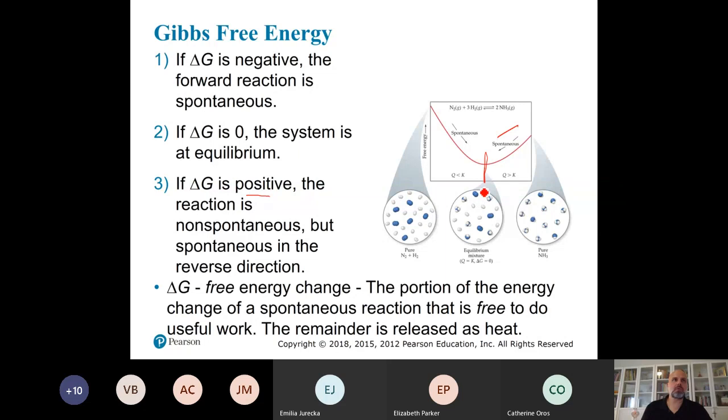Basically, when you're at equilibrium, you're not doing any useful work. That's basically the way to think of it, right? You're not going in the forward direction, you're not going in the reverse direction, so you don't have enough energy in the system to go in either direction. So your delta G is equal to 0 at equilibrium. That makes sense? That hopefully answers your question.